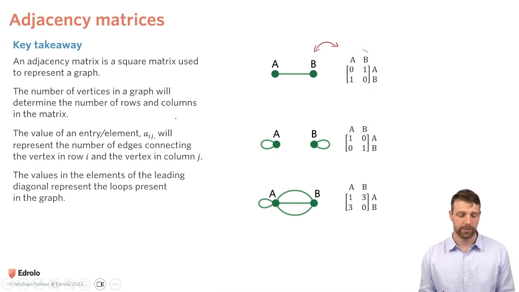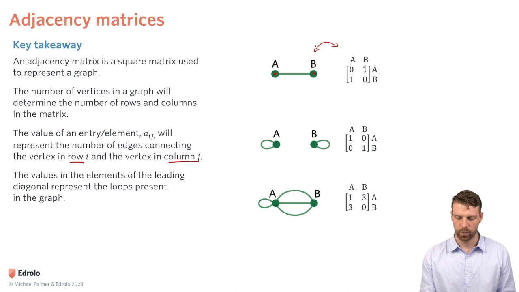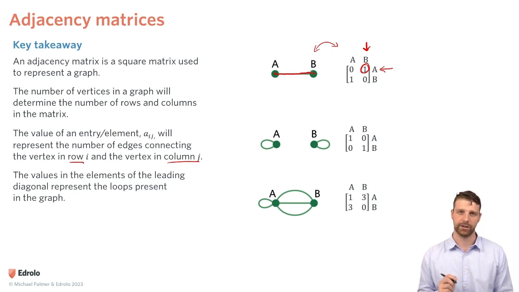The next point I've got is the number of vertices in a graph will determine the number of rows and columns in the matrix. We just talked about that. We've got 2 vertices, A and B, and so we need 2 rows and 2 columns. The third point is the value of an entry or element, a_ij, will represent the number of edges connecting the vertex in row i and the vertex in column j. So what does that mean? Here, this one is representing the connection between the first row and the second column. The label here is A in the first row and B in the second column. So that position is representing those connections between A and B here. So that one refers to that edge there in AB.